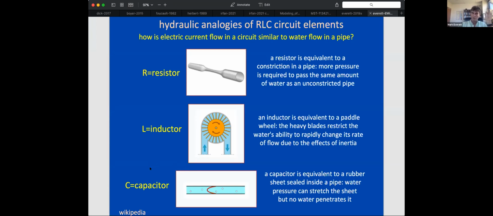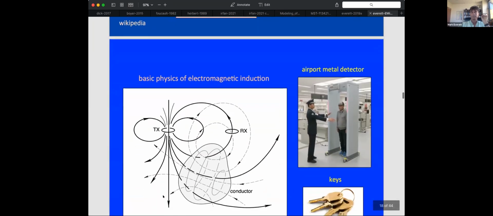And for a capacitor, just for completeness' sake, the hydraulic analogy is a rubber sheet sealed inside a pipe. If you put additional water pressure here coming from the right, it's going to stretch the sheet, but it's not going to allow the water to pass through it. So you can think of a capacitor as a device which stores water when you have a sudden increase in driving force, but doesn't allow water to pass. Similarly, in the electrical case, a capacitor is a device that stores electric charge but doesn't allow current to pass through.